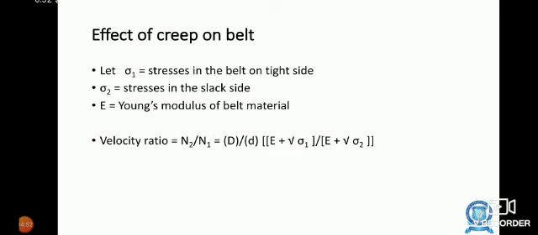Effect of creep on the belt. Let sigma 1 be the stress in the belt on the tight side, sigma 2 the stress on the slack side, and E Young's modulus. Now velocity ratio N2 by N1 equals capital D divided by small d, multiplied by (E plus root of sigma 1) divided by (E plus root of sigma 2).